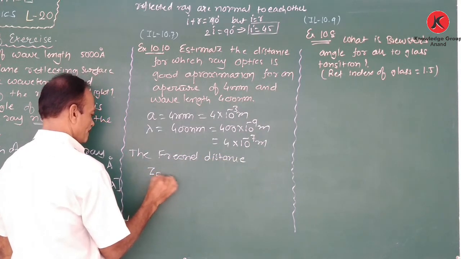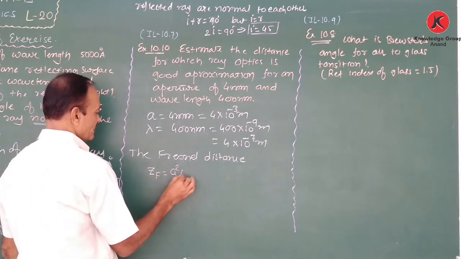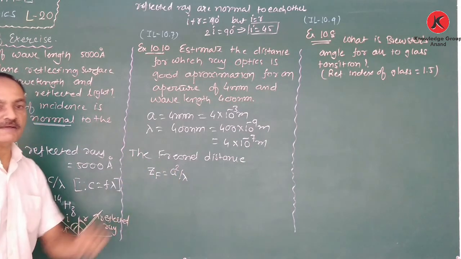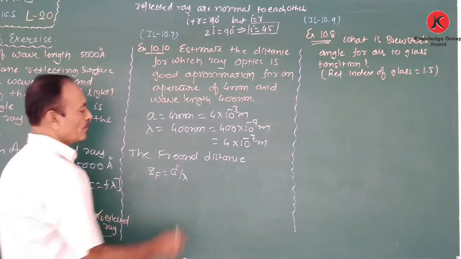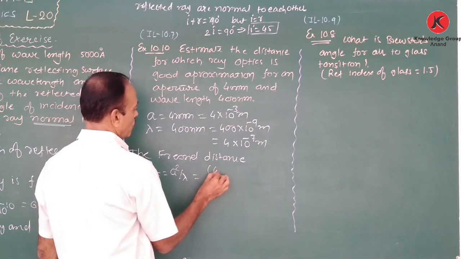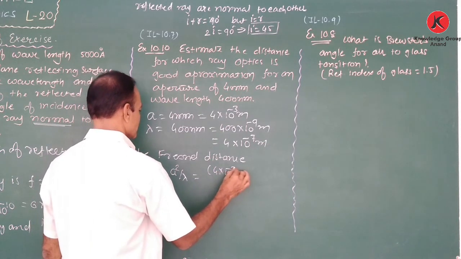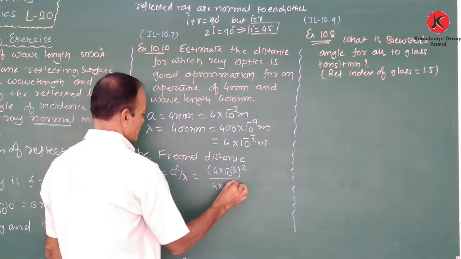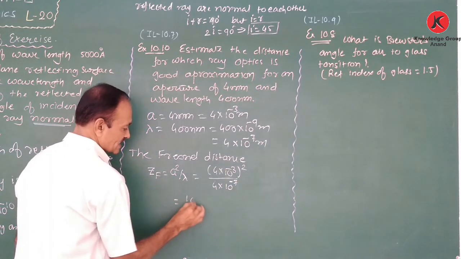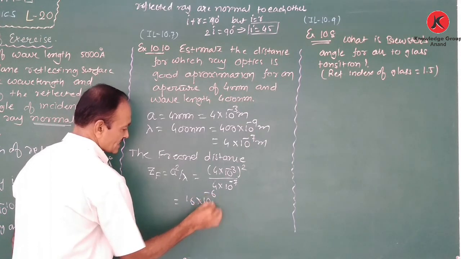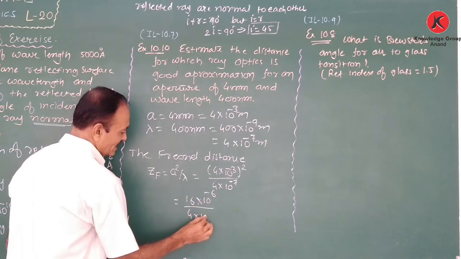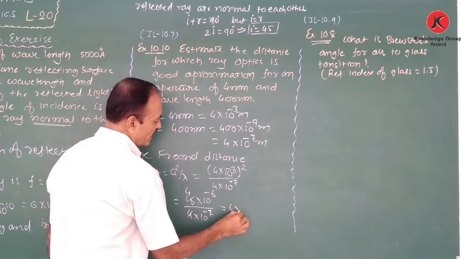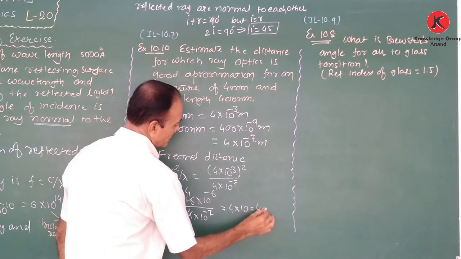The Fresnel distance z_F is equal to a squared upon lambda. Here a is the diameter of the aperture and lambda is the wavelength of the light used. Therefore, a is given. That means (4 into 10 raised to minus 3) squared upon 4 into 10 raised to minus 7. Therefore, 16 into 10 raised to minus 6 upon 4 into 10 raised to minus 7. 4 for the 16, therefore 4 into 10, that means 40 meter.